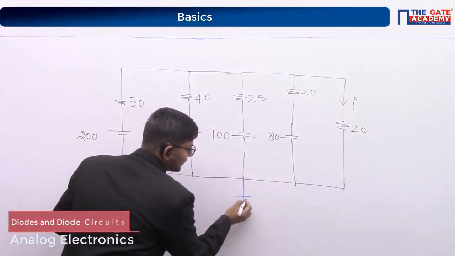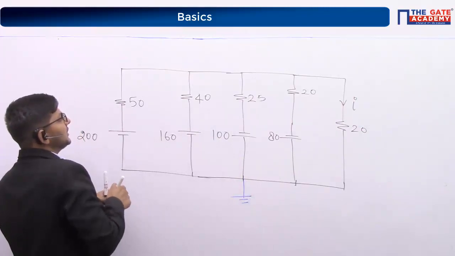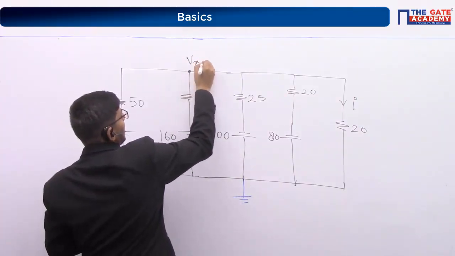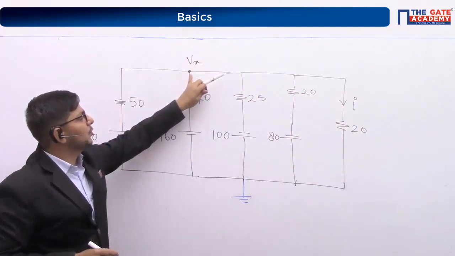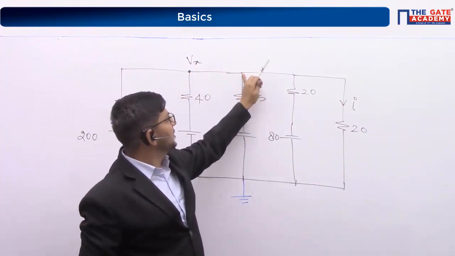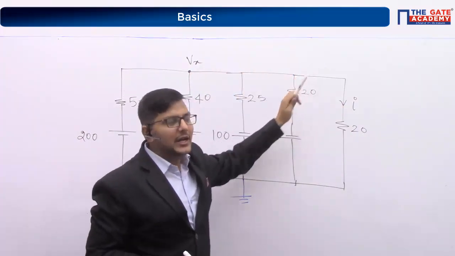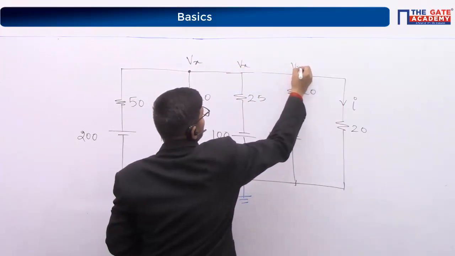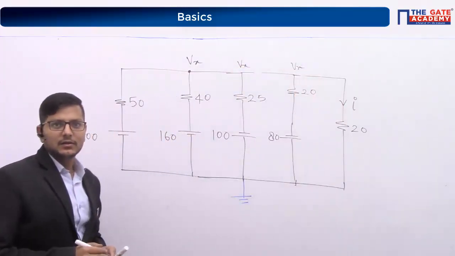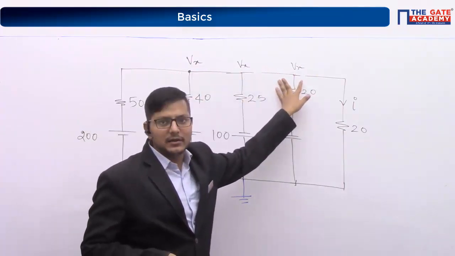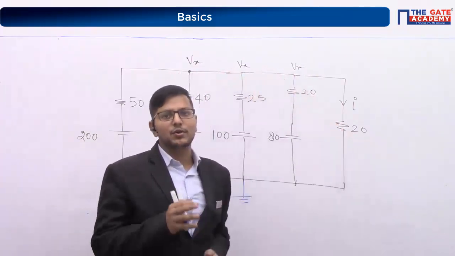I am taking this as the reference, and let this be my first node, Vx. You can see this point is directly short circuited with this point, and this point is directly short circuited with this point. It means all are the same point. This point voltage is also Vx, and this point voltage is also Vx. Clear? All of these point voltages are the same, Vx, Vx, Vx, right? Because all 3 points are shorted together.